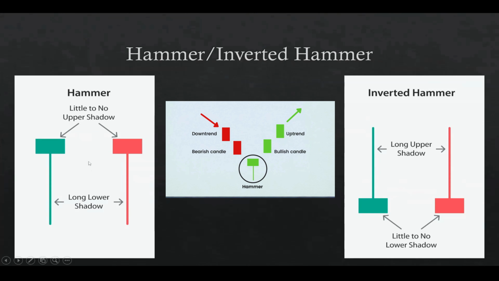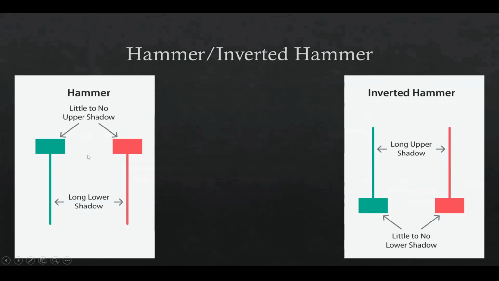When a hammer or inverted hammer is printed in a downtrend, it signals a potential bullish reversal. It shows that sellers tried to push the price lower, but the buyers stepped in, rejecting the drop. Along with other signals, we pair this to go long.